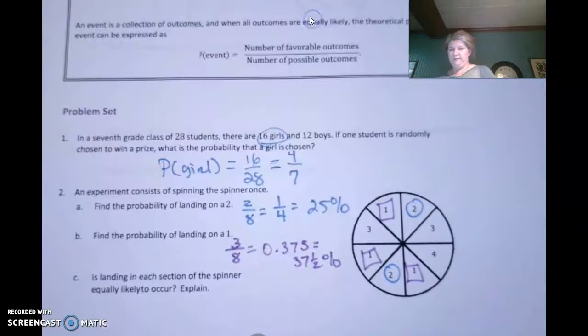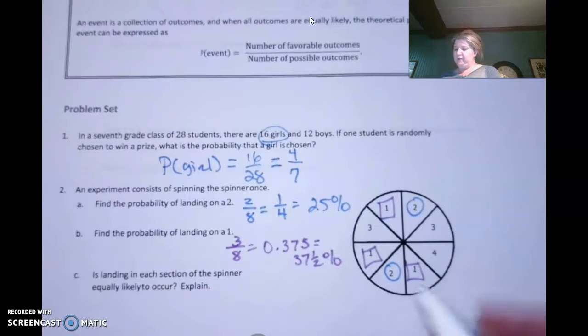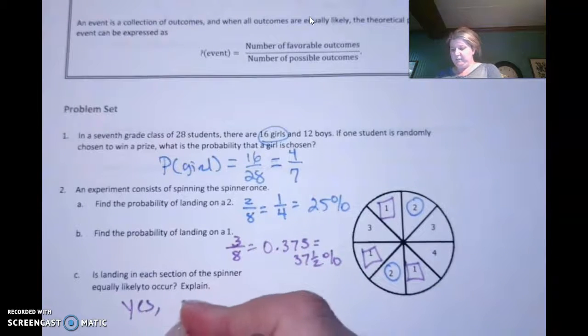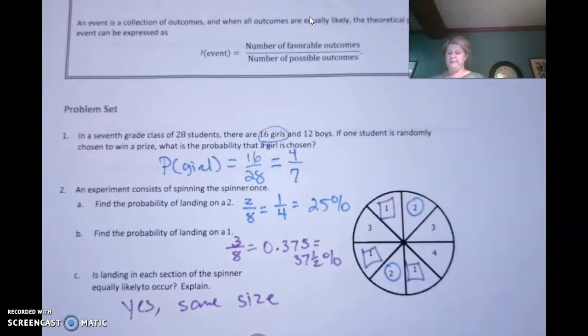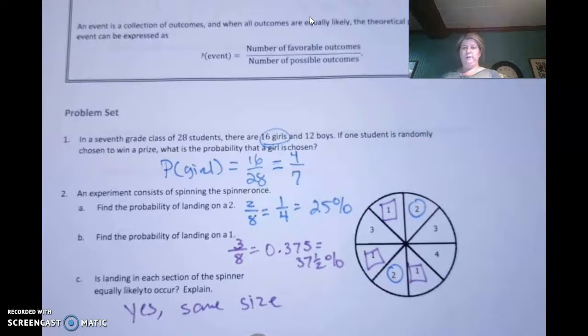Final question for this section. Is landing in each section of the spinner equally likely? So each section? Yes, because they are the same size. There's no reason that the spinner would land on one space more than another.